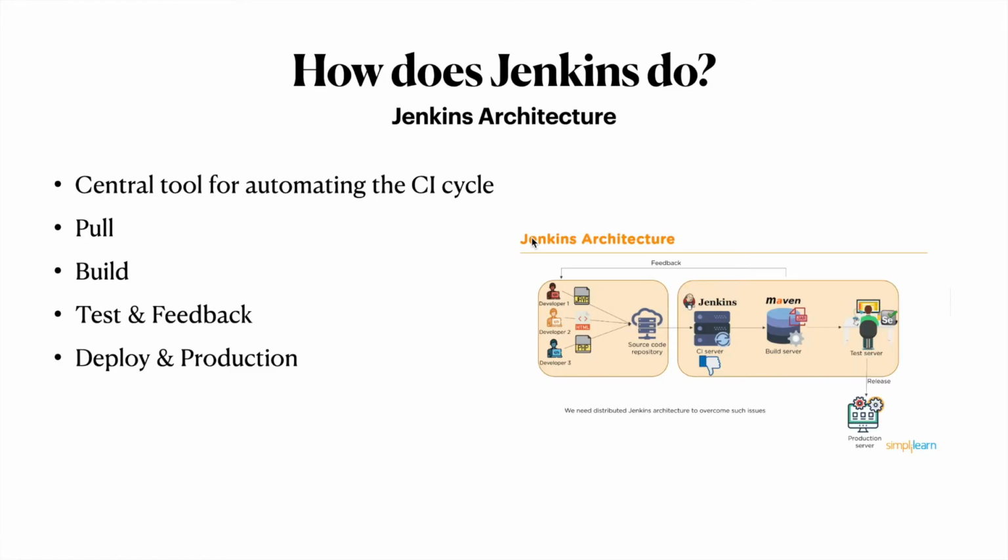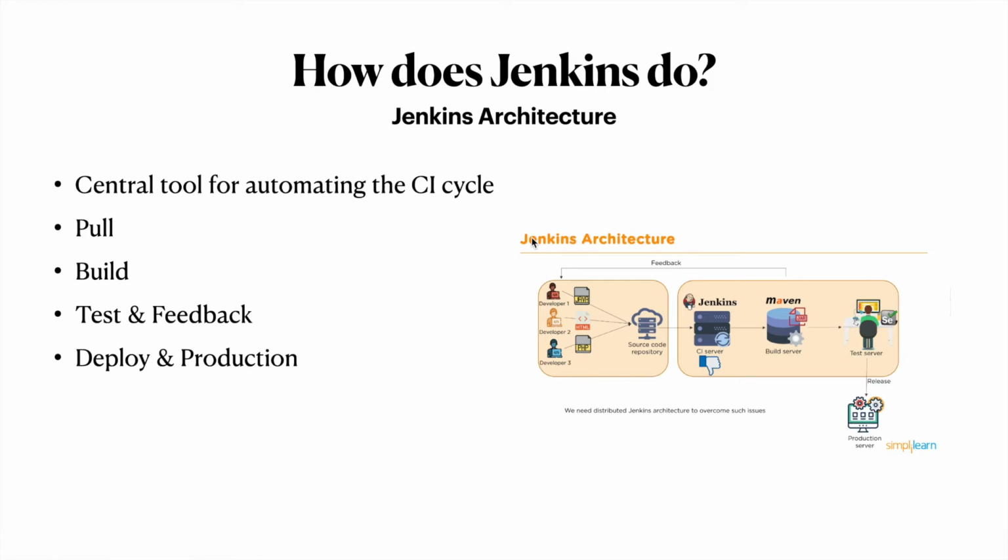How does Jenkins do it? In a continuous integration cycle, Jenkins is acting as the central tool for automating the cycle. After developers commit changes to the source code repository like GitHub, as the continuous integration server, Jenkins checks the source code repository at irregular intervals and pulls any newly available code and runs tests against them.